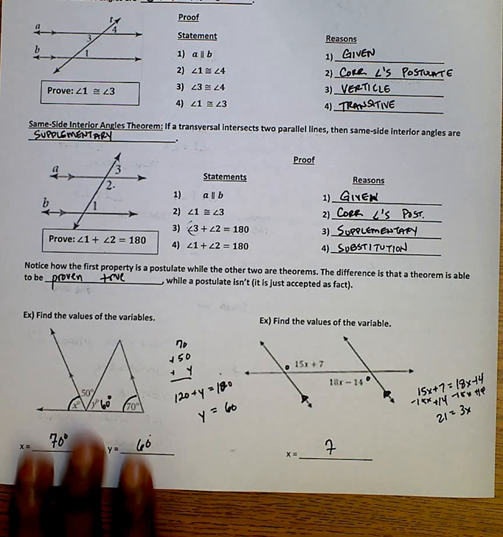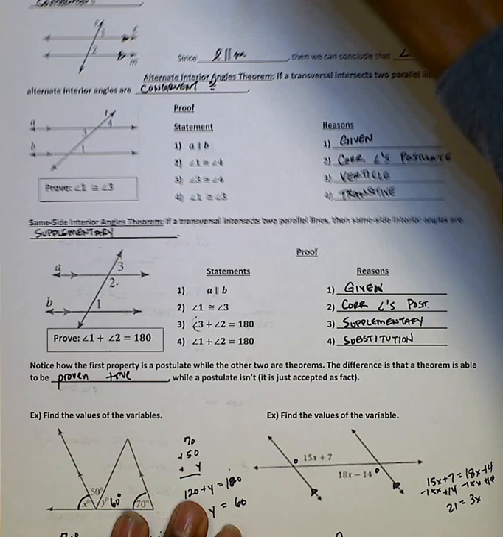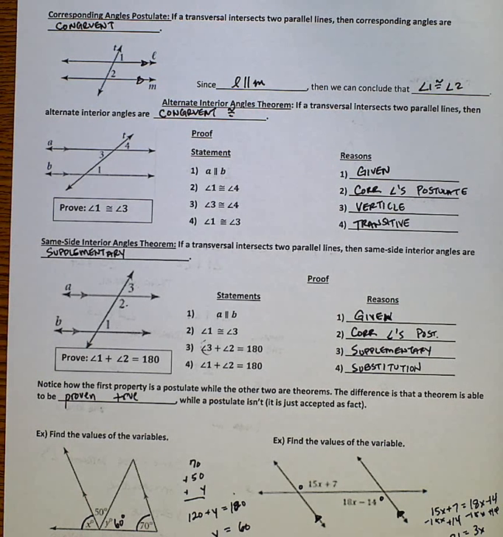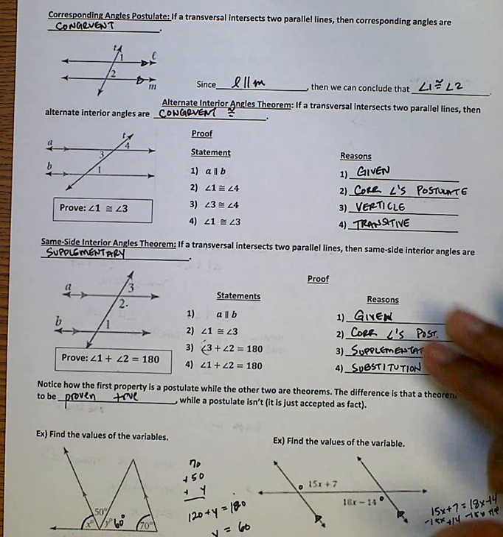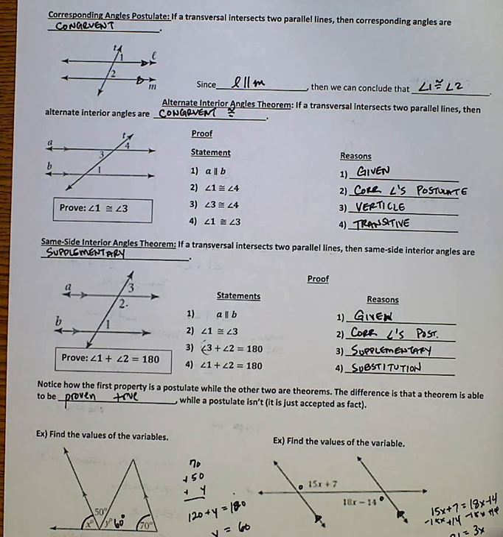Okay, and so important things, guys. Remember the three angle pairs: corresponding angles, alternate interior angles, and same side interior angles. And then remember that these special relationships happen only when a transversal intersects two parallel lines. It doesn't happen every time there's corresponding angles, but only when the transversal intersects two parallel lines.